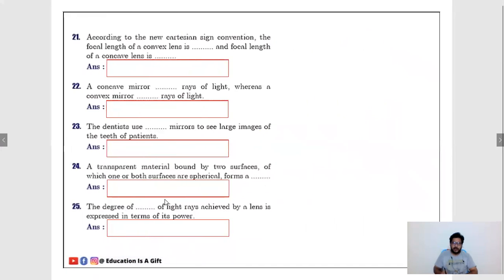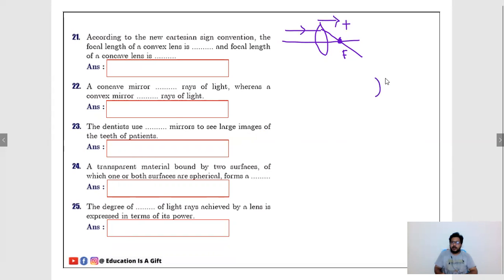And last 5, fill in the blanks. According to the new Cartesian sign convention, the focal length of a convex lens is dash and the focal length of a concave lens is dash. Okay, this one is a convex lens, principal axis. If a light ray is passing parallel to the principal axis, after touching the lens what will happen? It passes through focus. So here we have focus. According to the Cartesian plane, if you are moving in this direction and focus is here, it is positive, right?